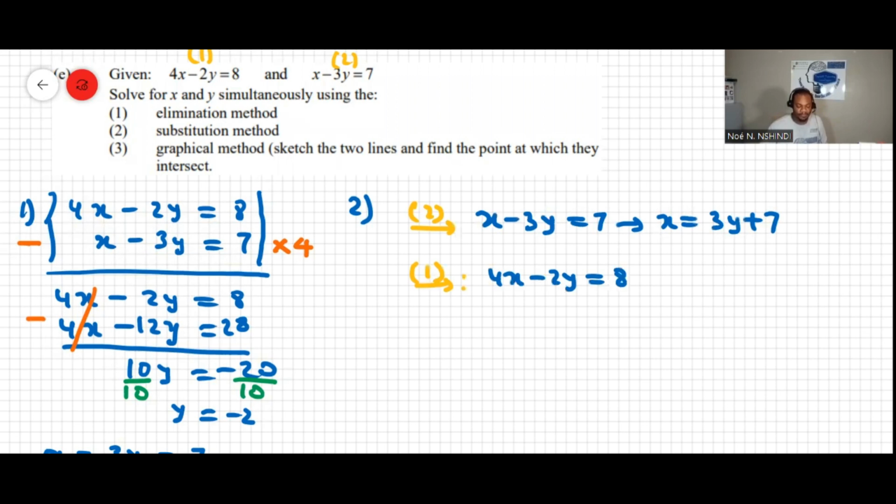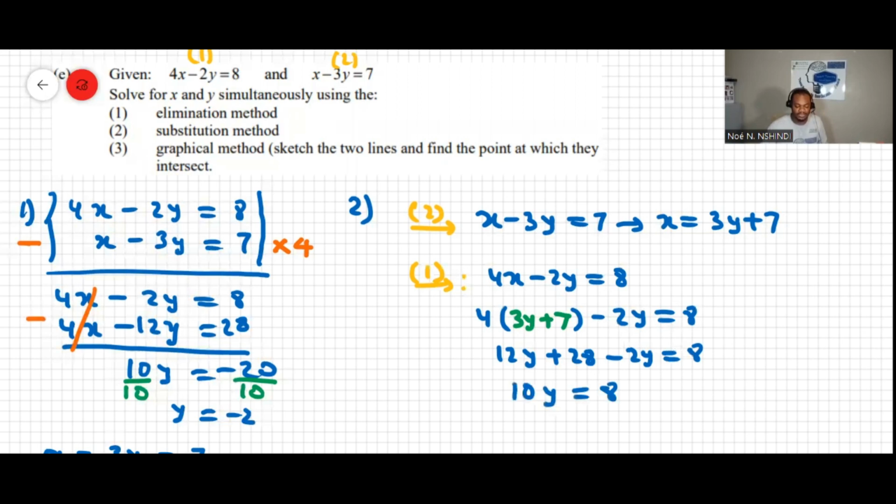So this will become 4x minus 2y equals 8. I'll sub in the value of x, which is 3y plus 7. So this will be 12y plus 28 minus 2y equals 8. Then 12y minus 2y makes 10y. And then 8 minus 28 is negative 20, because if I move 28 over, it's going to be negative 20. Then we can divide both sides by 10, and we'll get the value of y, which is negative 2.